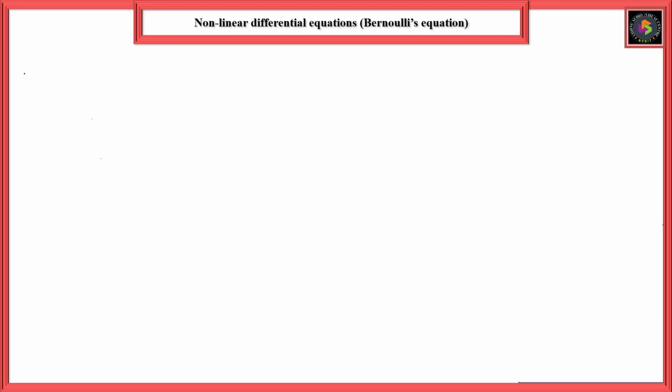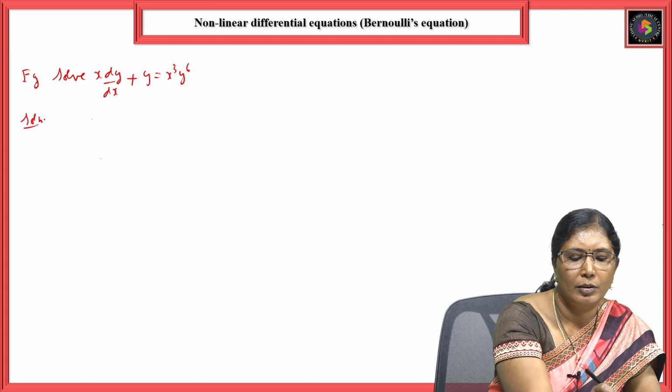Now let us take one example. Solve x dy by dx plus y is equal to x cube y to the power of 6. x dy by dx plus y is equal to x cube y to the power of 6. Solution. What is given?